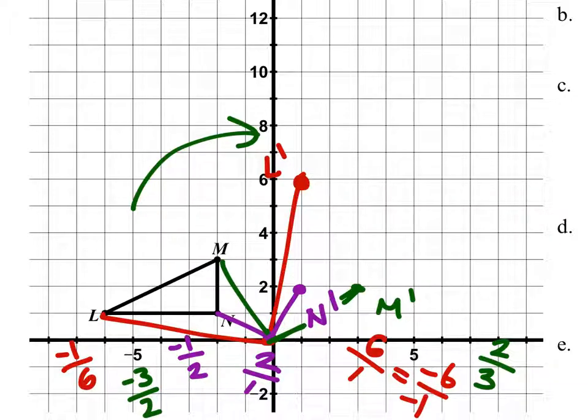And now we just need to connect these points. And we have rotated this 90 degrees. We can see the 90 degrees on each of these. The green is right here, the red is right here, and the purple is right here.